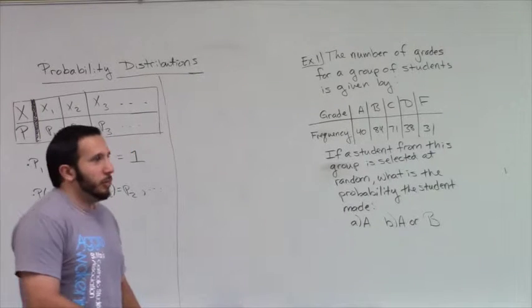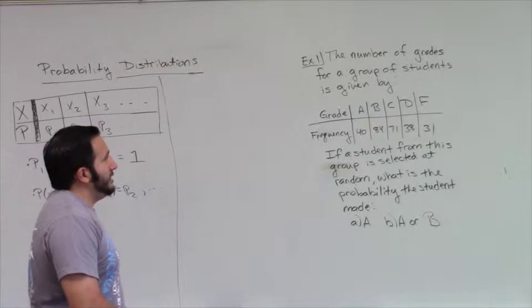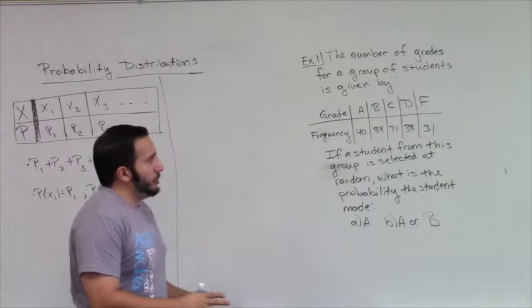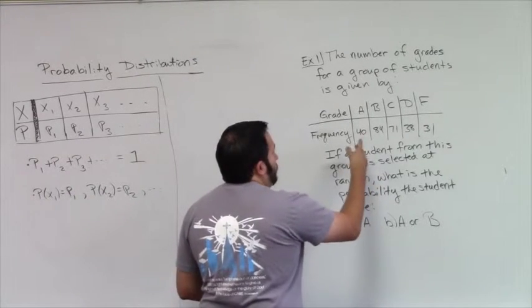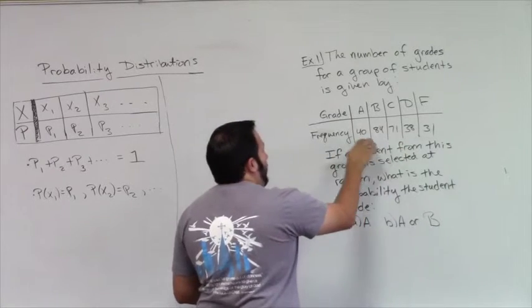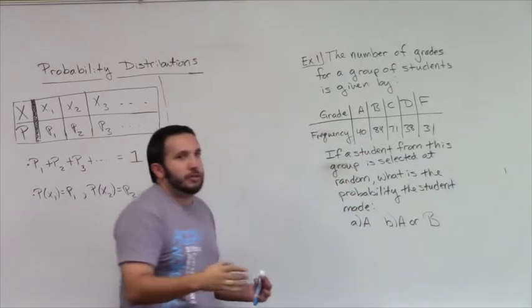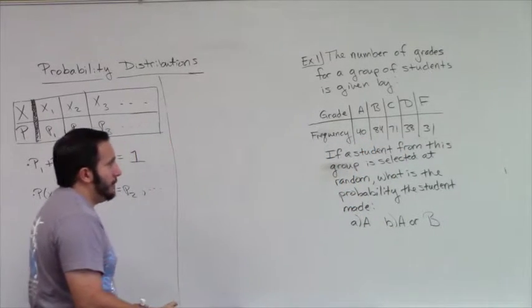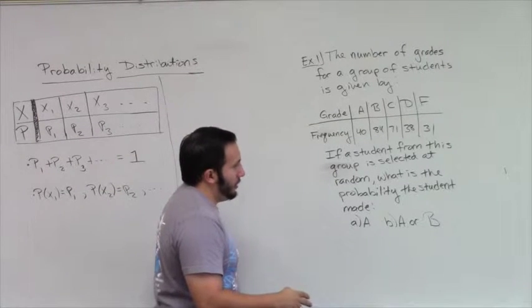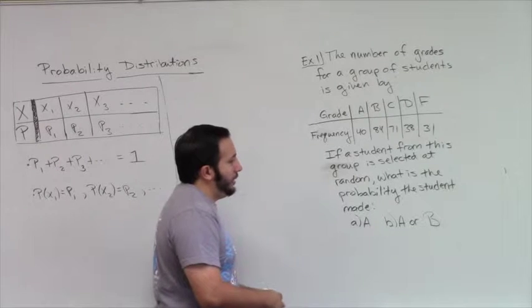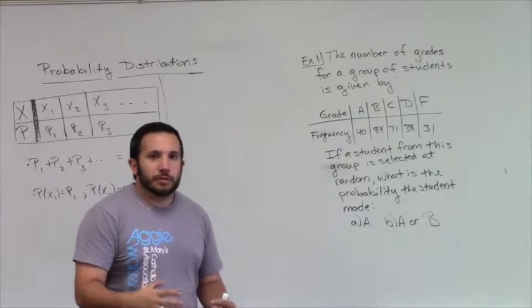So let's take a look at this problem really quickly. Number 1 says that the number of grades for a group of students is given by the following table. So you have A, B, C, D, F, and then you have the frequency, the total number of students who got each grade. If a student from this group is selected at random, what is the probability the student made, in part A, an A, or in part B, an A or a B?